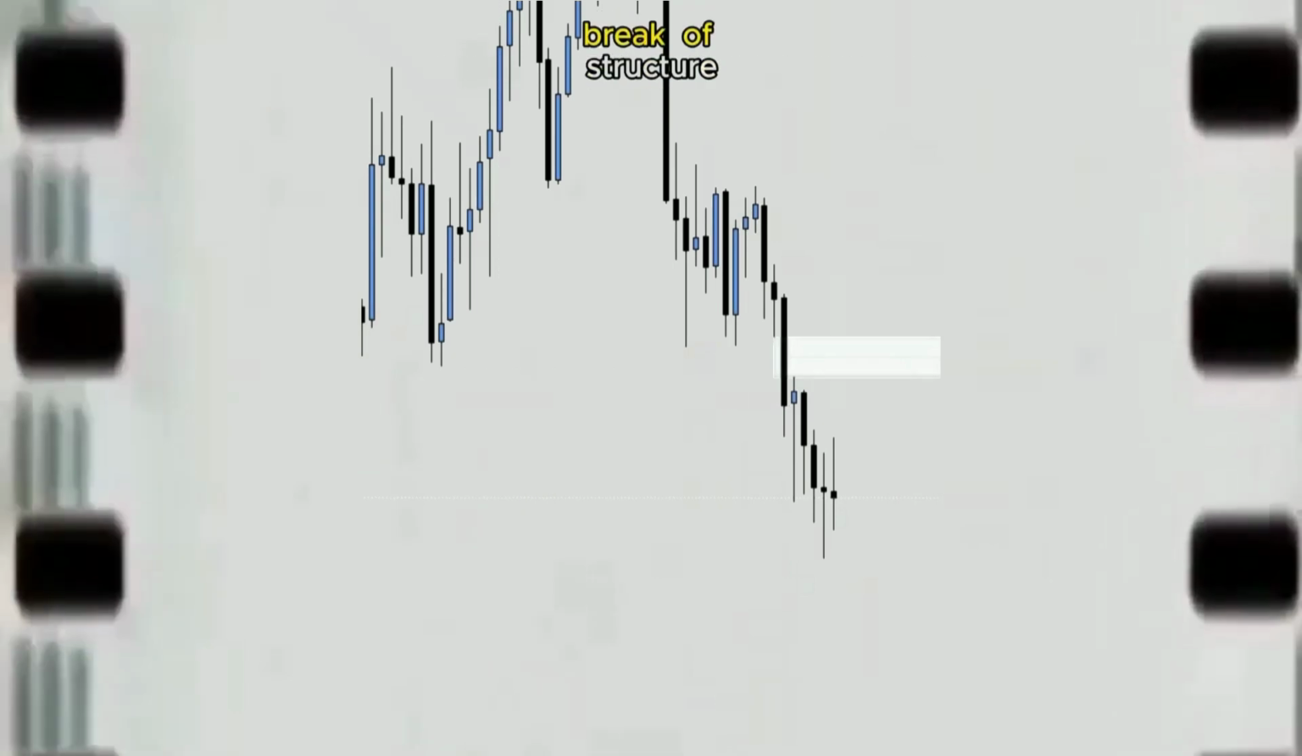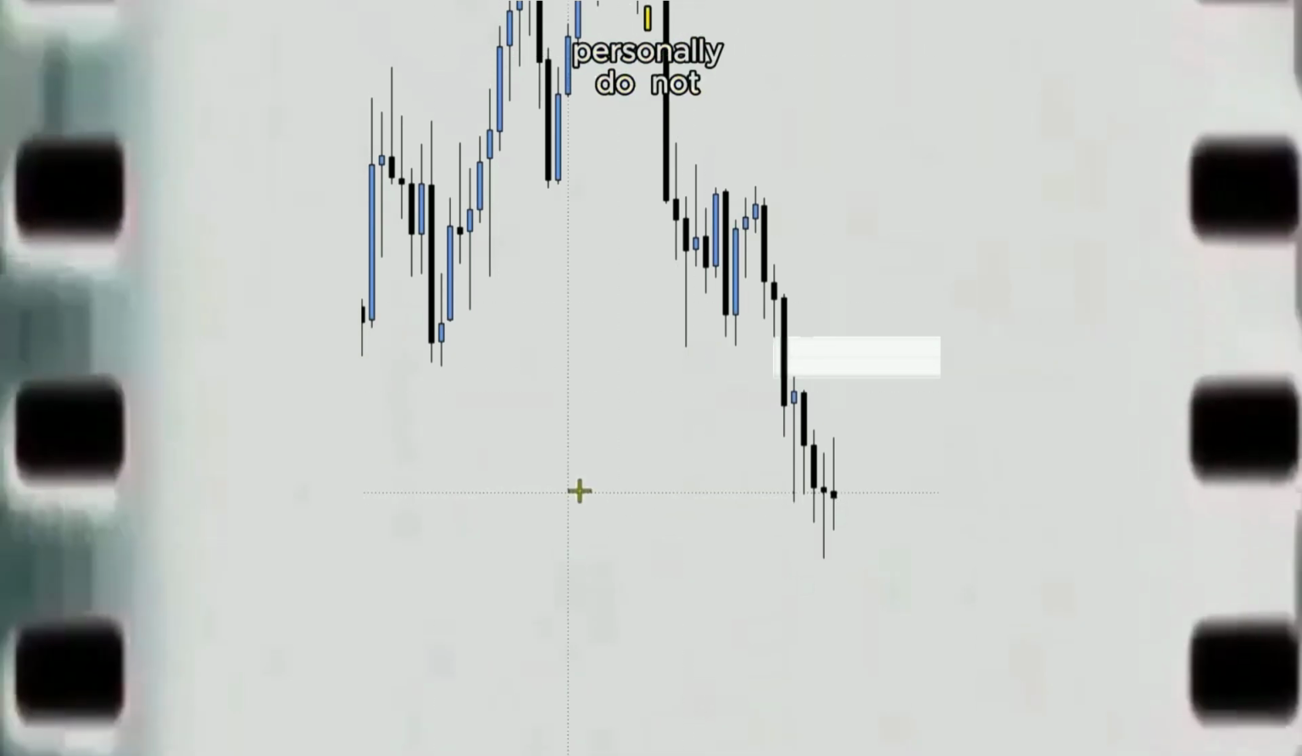Most ICT traders are using fair value gaps wrong. As you can see right here, we have this bearish fair value gap on the 1 minute time frame, but as well as that 1 minute fair value gap we also have a break of structure, which some people would use. I personally do not use break of structure at all, and this is mainly the reason why. As you can see, we have taken sell side liquidity right here, so now we have a high chance of retracing and coming back up.